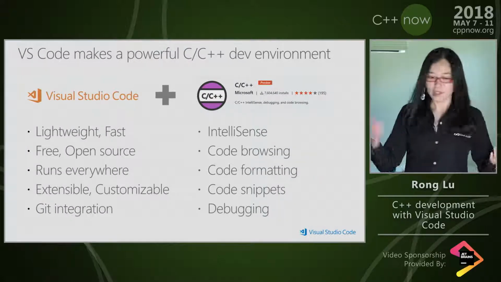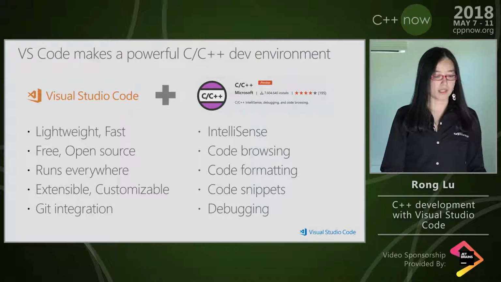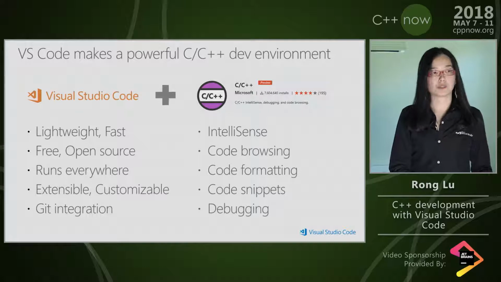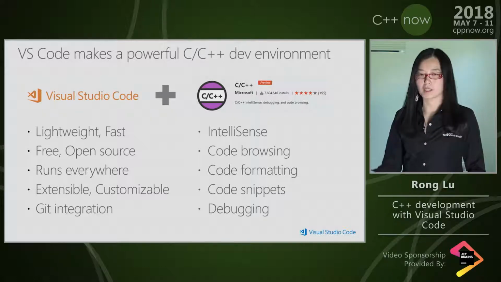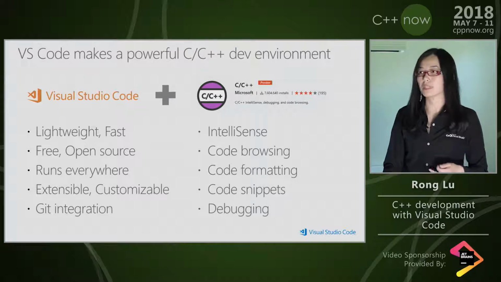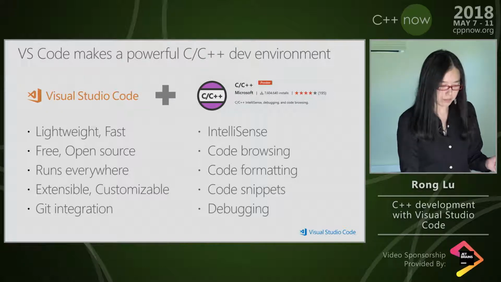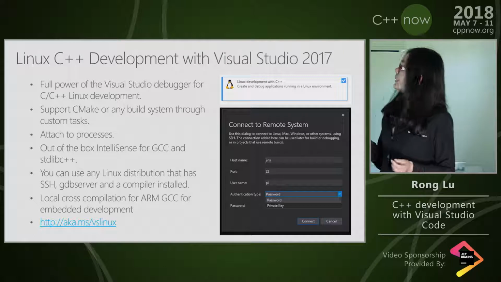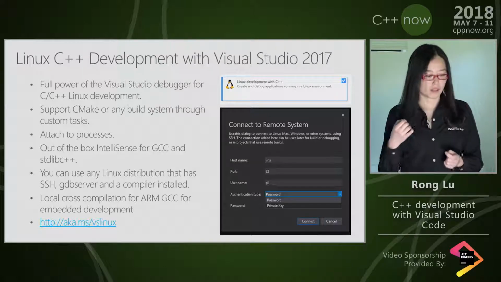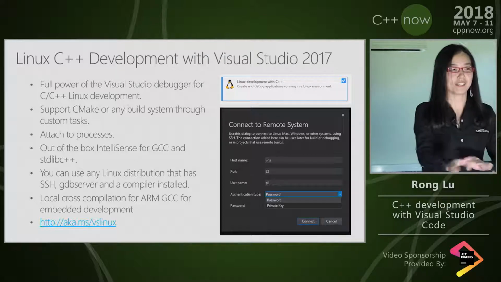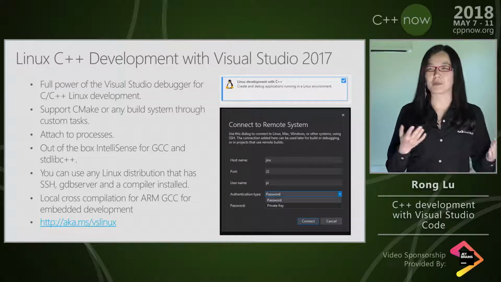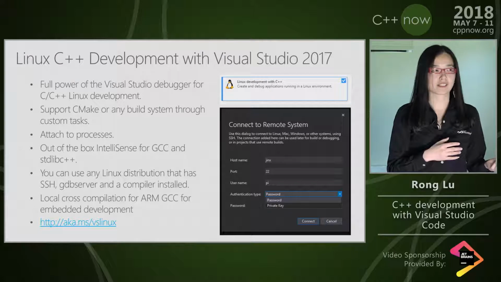Okay, so in summary, Visual Studio Code makes a great C++ development environment by leveraging everything VS Code has to offer, plus the IntelliSense and debugging and all these features we offer through the extension. So one more thing I want to mention about Linux development. I didn't have that slide until last night. That's based on the conversations I've had in the past couple of days.